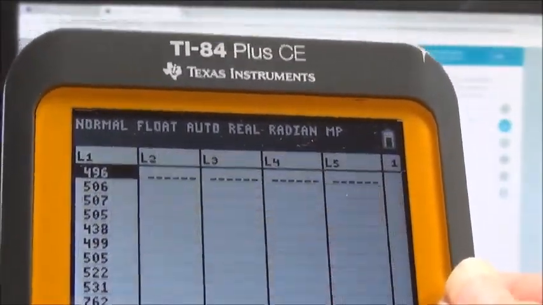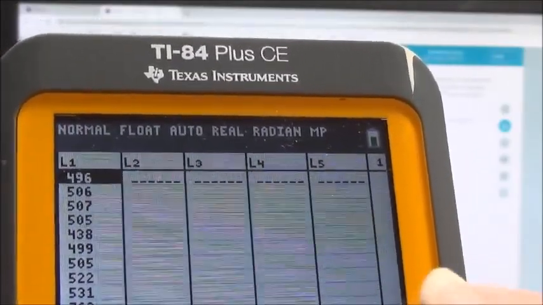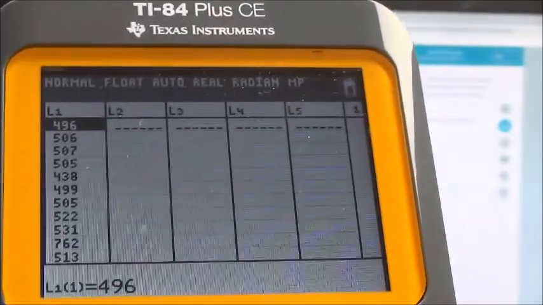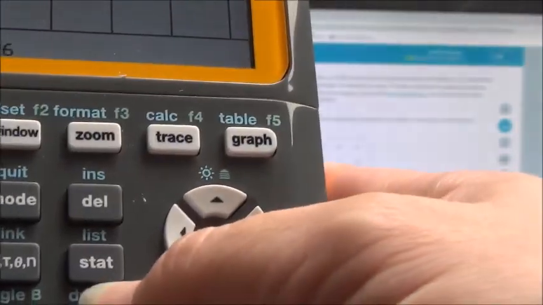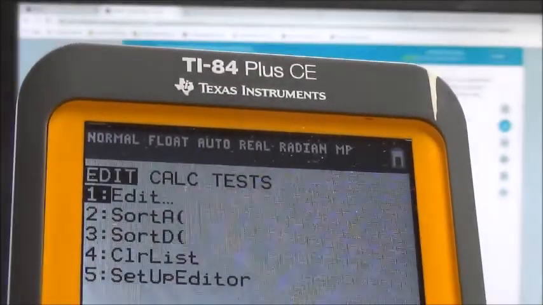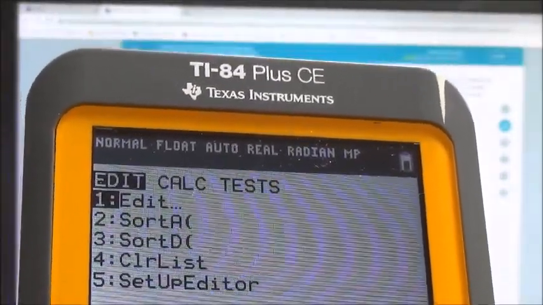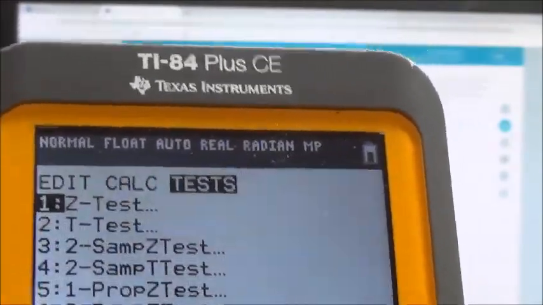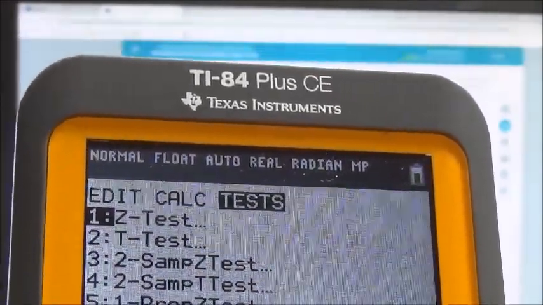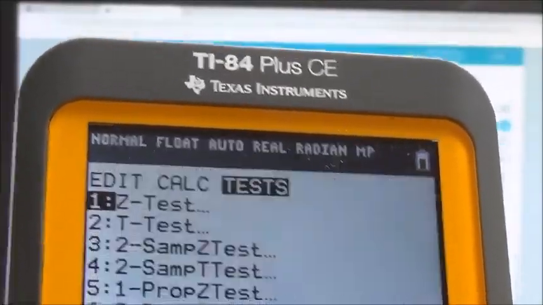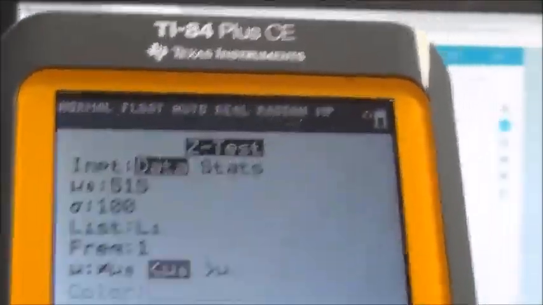So once you have the values typed in and you want to do your hypothesis testing, what you're going to do again is just press the Stat button. When I hit the Stat button, we've done the edit and we also calculated one variable statistics, but you can see there's a menu called Tests. Those are going to be our different kind of tests that we're going to do, which in this case, we are going to do a z-test, and so we're going to do number 1.